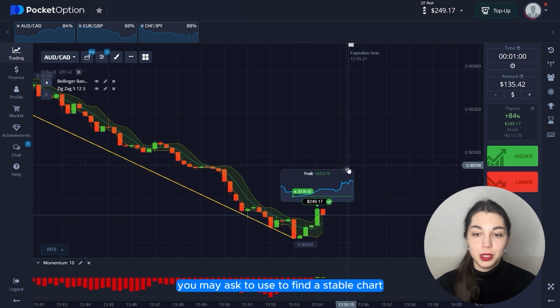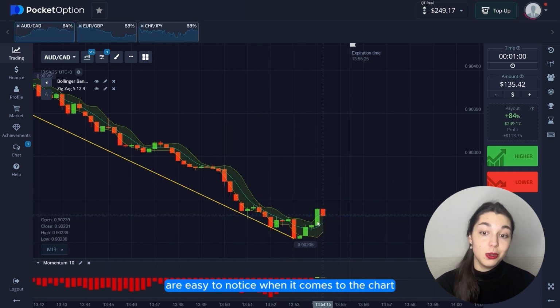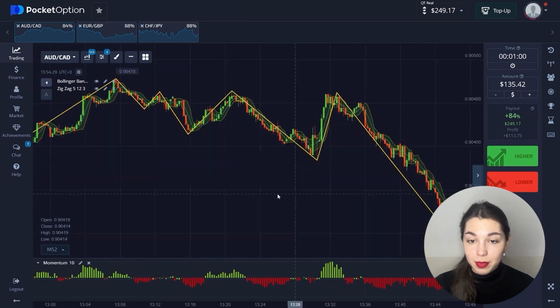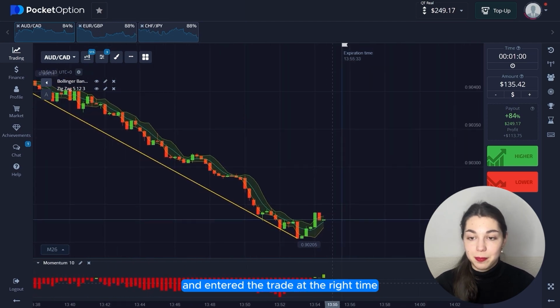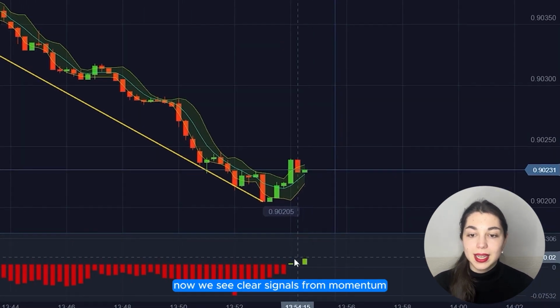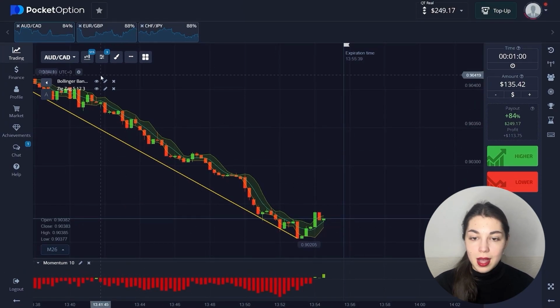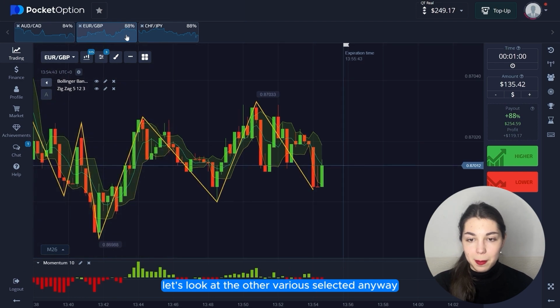Your main task is to find a stable chart because signals are easy to notice on a consistent chart like this one. We noticed a reversal and entered the trade at the right time. Now we see clear signals for momentum. Let's look at the other pairs we selected anyway.